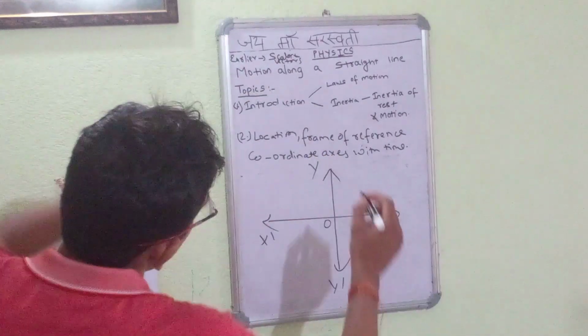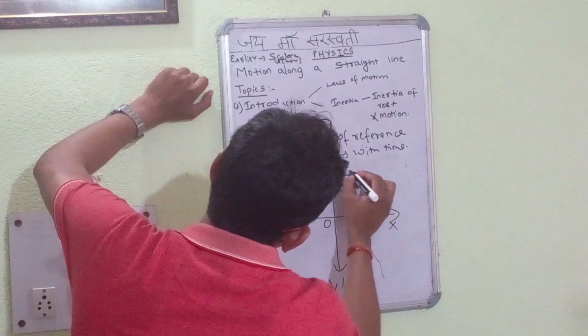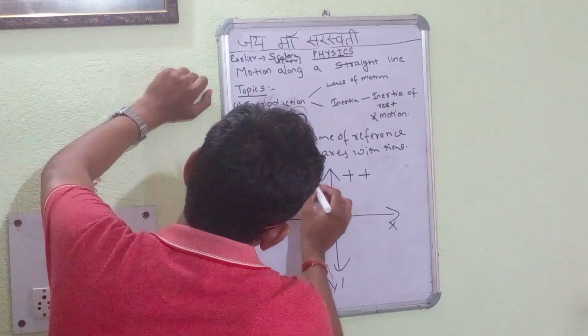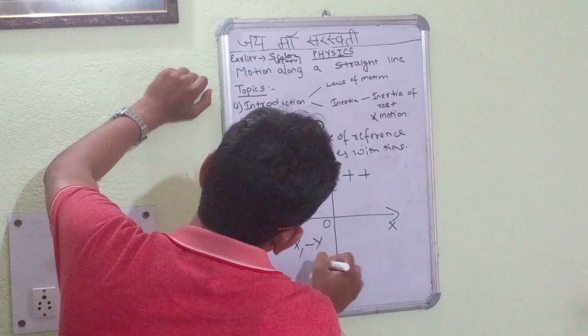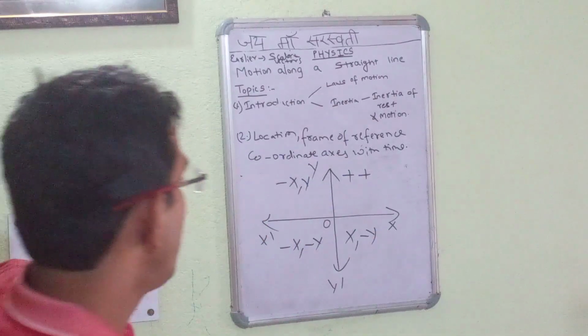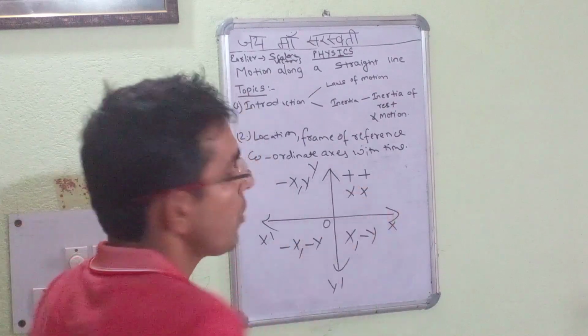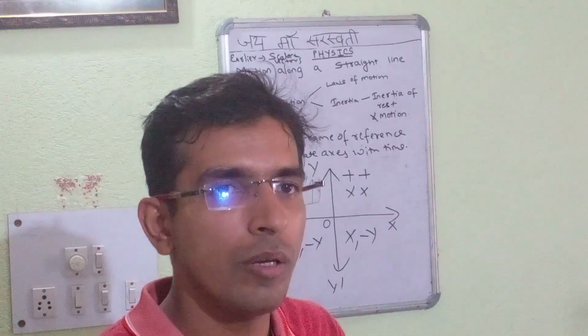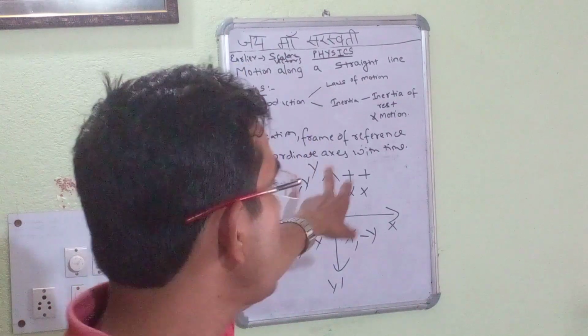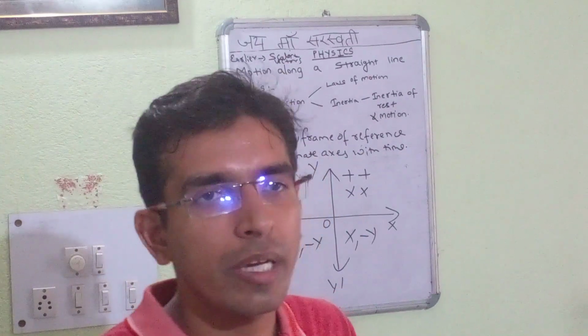So we have divided it into 4 parts. The first is plus x plus y, secondly it is minus x plus y, third it is minus x minus y, and the fourth is plus x minus y. So this is basically the location of a particular point in 2 dimensions. Whenever we are taking the help of only 2D, 2 coordinate axes will be in the figure: the x-axis and the y-axis.